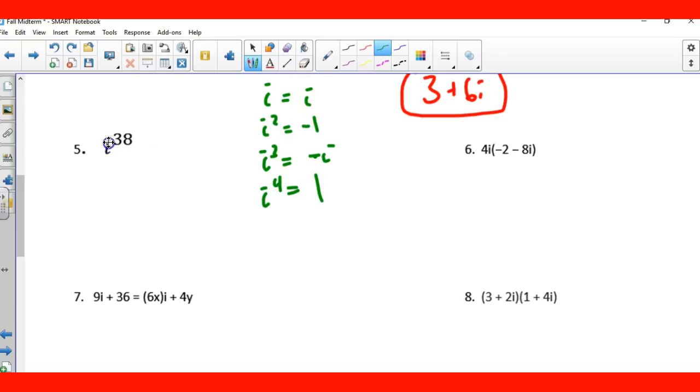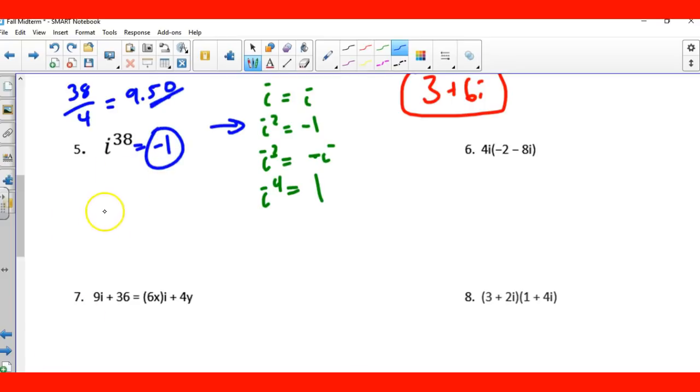Now, the quarter method tells us that we can take 38 and divide by 4. When I do that, I get 9.5. See how this is 0.5? If you think about quarters, 50 cents is 2 quarters. Because this is 2 quarters, that means i to the 38th is the second power in the chart. i squared equals negative 1. So i to the 38th equals negative 1.